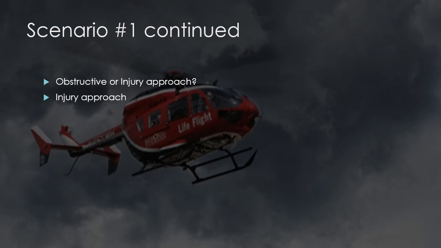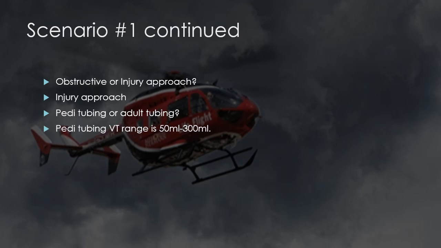So this patient is going to fall underneath that injury approach. Are we using PD tubing or adult tubing? Now this is something you can very easily reference in your protocol app, but I would encourage each one of you to put this into memory. Your PD tubing tidal volume range for that tubing is between 50 and 300 mLs.